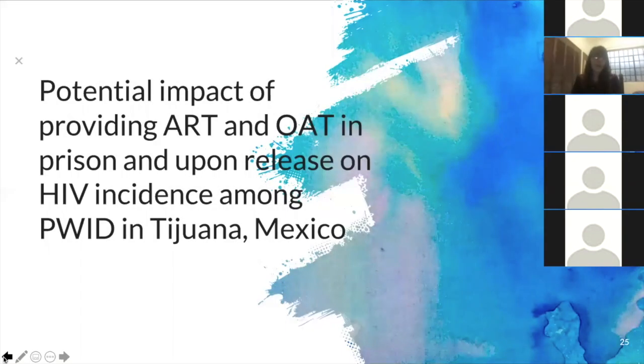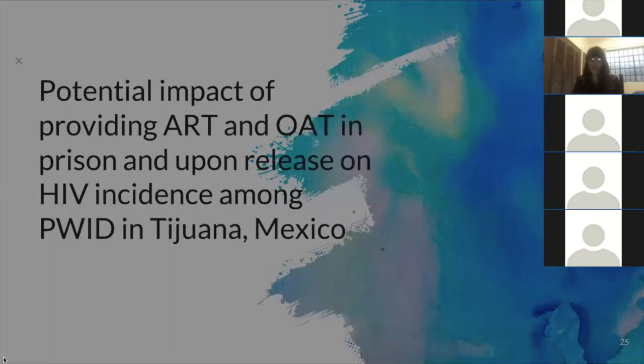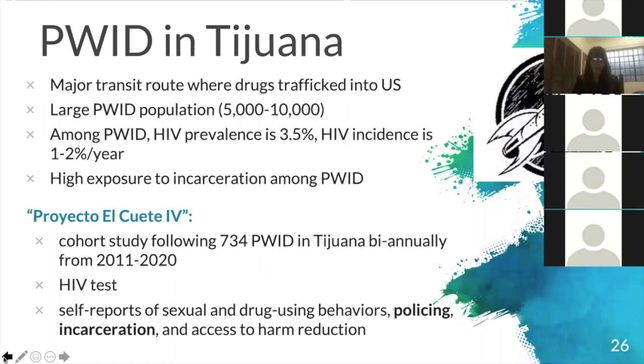So now I'm going to tell you about my most recent project, also integrating qualitative research. This looks at the potential impact of providing ART and opioid agonist therapy in prison and upon release on HIV incidence among people who inject drugs in Tijuana. As you all know in this group, Tijuana is a major transit route where drugs are trafficked into the United States. There is a large population of people who inject drugs, although this number is actually very uncertain. HIV prevalence is 3.5%. It seems to have increased according to the latest estimates, and HIV incidence is between 1 and 2% per year. And there is a high exposure to incarceration among this population.